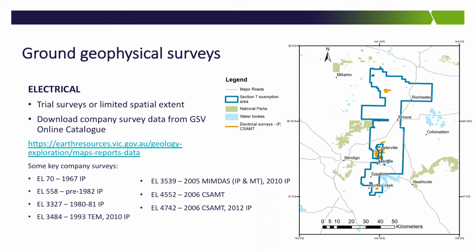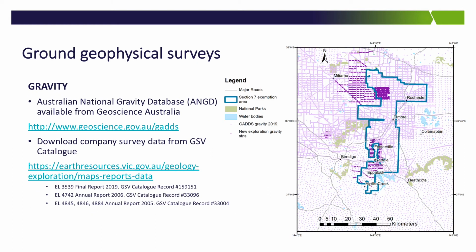Electrical geophysical surveys were restricted to prospect scale or to trials. We've listed some of the key company surveys on this slide, and the data for these surveys resides in the company exploration reports, which can be downloaded from that website, and I'll be explaining a bit more about those later.